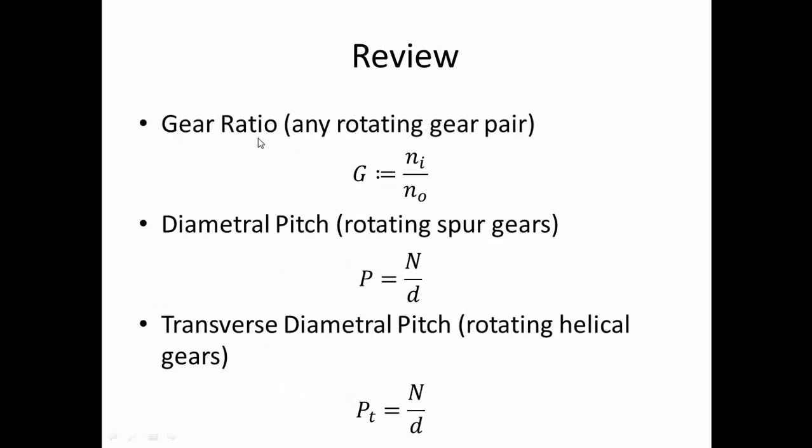First, reviewing a gear ratio, you always want to be careful what this ratio is a ratio of. This would be for a rotating gear pair. It'd be the speed of the input, where lowercase n is speed, so that's the speed of the input divided by the speed of the output. That's how your gear ratio is defined. Diametral pitch, on the other hand, is the number of teeth divided by the pitch diameter, and this is for rotating spur gears.